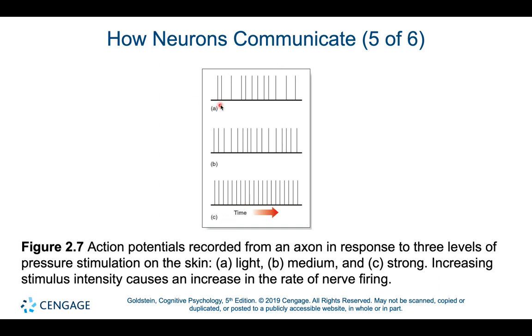Again, A is what maybe a light pressure on your skin would look like if each of these lines is the firing of a sensory neuron. B would be a moderate pressure. C would be the firing of neurons to strong pressure.